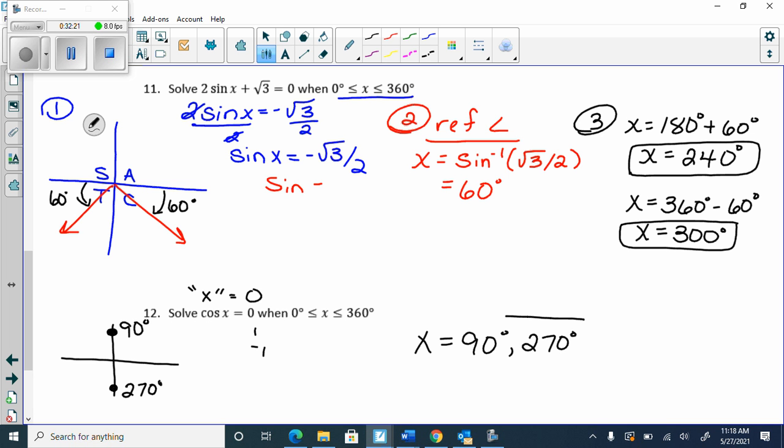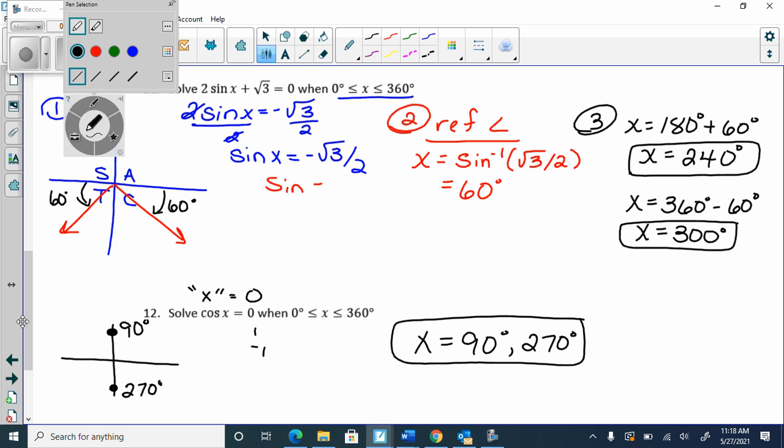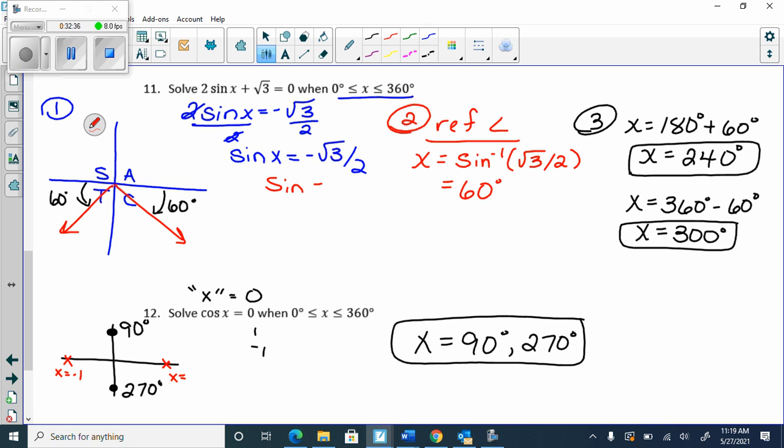If it was cos x equals negative 1, it would be here, right? That would be the only answer, because that's where x is negative 1. And if it was cos x equals 1, it would be here, because that's where x equals 1. And then sine is opposite. Yeah? That's good. Okay.